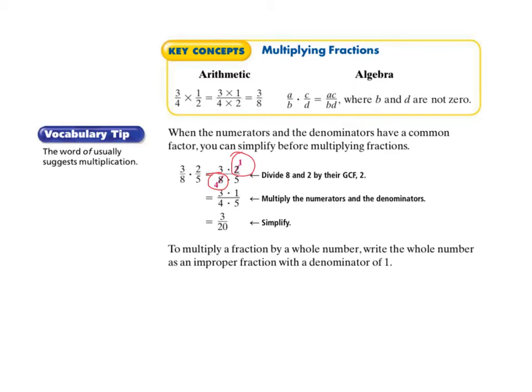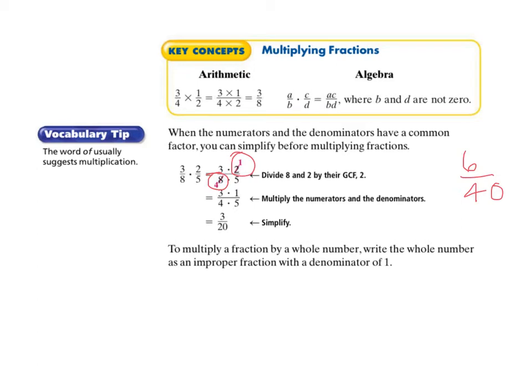So 2 and 8 have a common factor of 2, so the 2 simplifies down to a 1, and the 8 simplifies down to a 4, because 2 divided by 2 is 1, and 8 divided by 2 is 4. Then you now have a simpler fraction of 3 times 1 over 4 times 5, and you can just multiply the numerators and the denominators, giving you 3 over 20. This is easier than trying to simplify 6 over 40, because it's easier to find the greatest common factor of 2 and 8 than it is of 6 and 40.